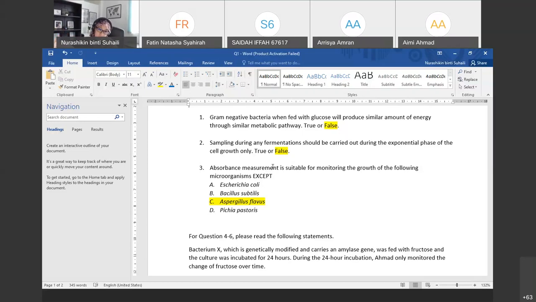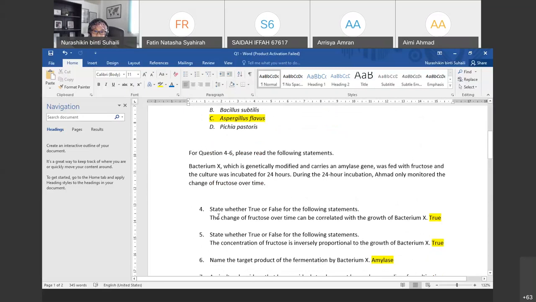So how you measure the growth, you cannot use absorbance measurement, but you have to count the cells using a hemocytometer, right? And you observe under the microscope. Also, an indirect method is you can measure the dry cell weight. So you take the samples, you dry the cells, right? And then you measure the weight of the cells on the filter paper or on the membrane. I think that is one of the methods for Aspergillus flavus, apart from a hemocytometer for calculating the number of the fungus. Okay, but not absorbance measurement.